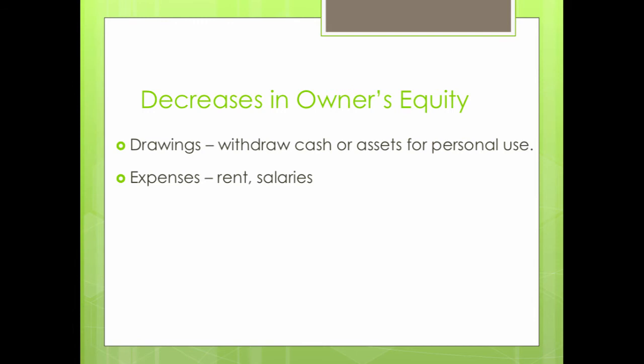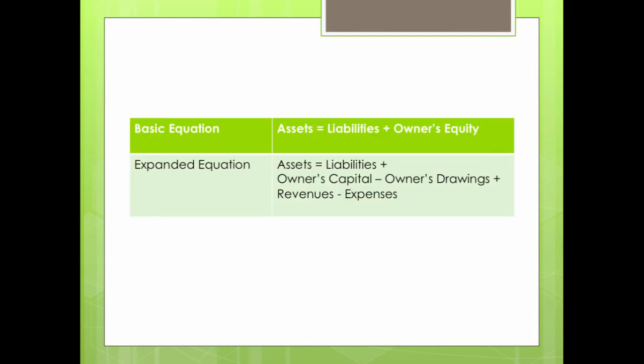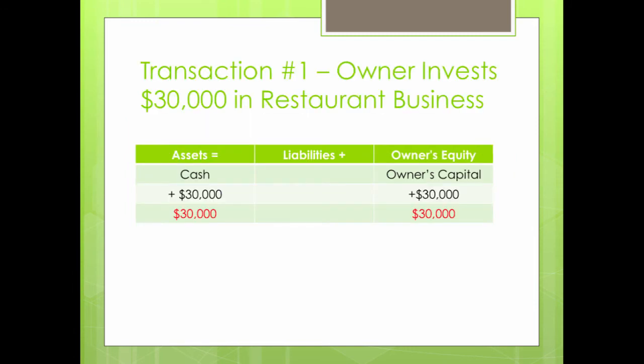And the expenses are costs of assets used in the process of earning revenue. So for example, when you buy supplies, you pay rent, you pay wages, these are reported under expenses. And just to recap, the basic equation is assets equals liabilities plus owner's equity. And the expanded equation is assets equals liabilities plus owner's capital minus owner's drawings plus revenues minus expenses.